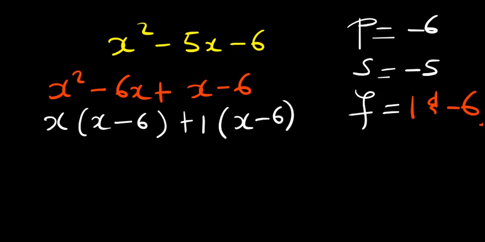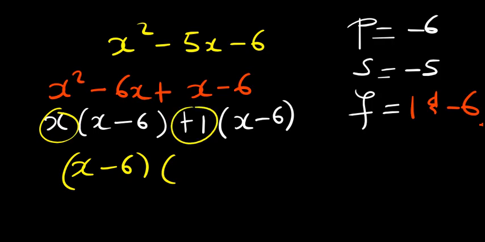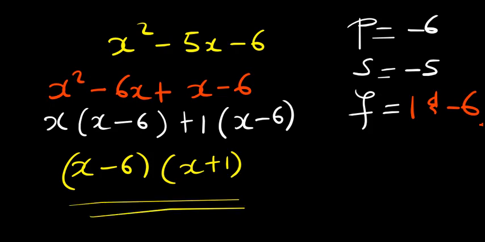Now you're able to see that on this side I've got x minus 6 and x minus 6. I'm just going to pick one, x minus 6. Then what remains I'm going to put in brackets. I've remained with an x plus a 1. So I'm going to write my x plus 1. So basically this is how we factorize these kinds of expressions. Let's solve another one.